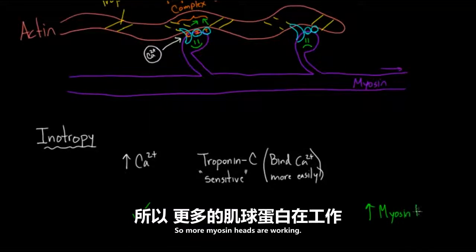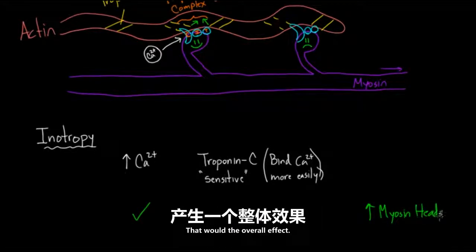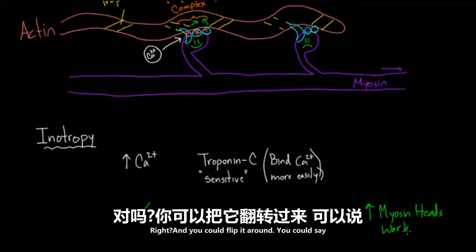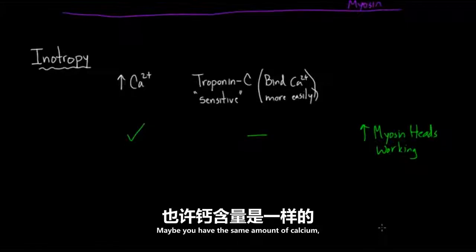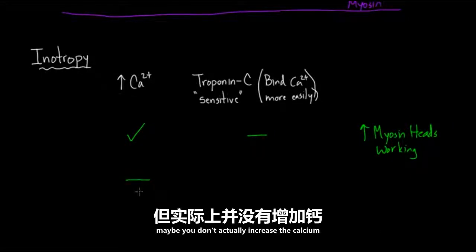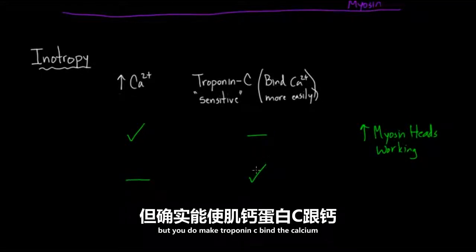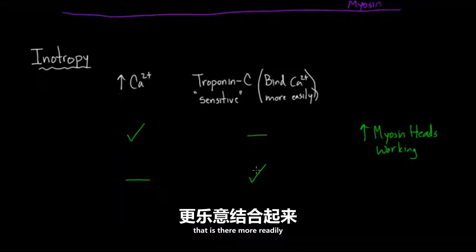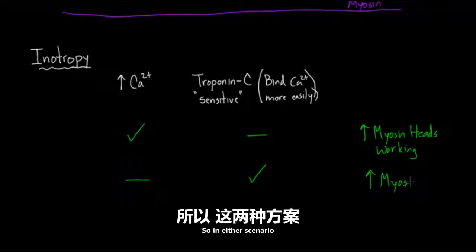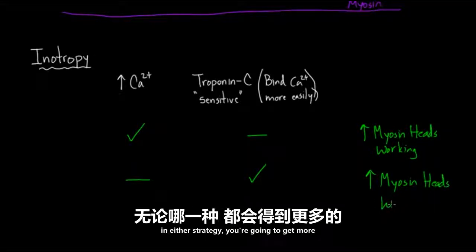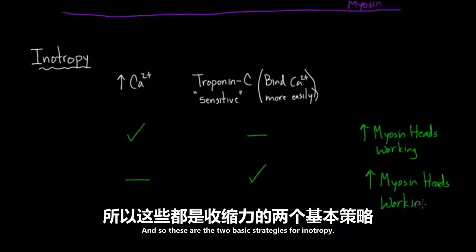So more myosin heads are working. That would be the kind of overall effect, right? And you could flip it around. You could say, well, maybe you have the same amount of calcium. Maybe you don't actually increase the calcium, but you do make troponin C bind the calcium that is there more readily or more easily. Well, in that situation, you also get more myosin heads working, right? So in either strategy, you're going to get more myosin heads working. And so these are the 2 basic strategies for inotropy.